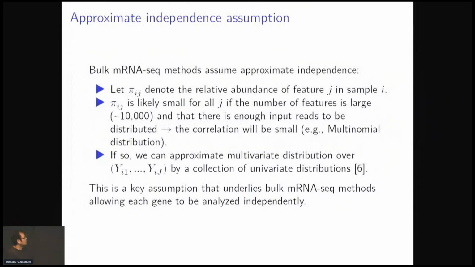So one of the key assumptions of the bulk mRNA-seq methods is the approximate independence assumption. Basically, when you have a large number of features, in this case genes, and you have large enough input reads to be distributed to these features relatively evenly, then the correlation across these features will be small. In that case, you can sort of ignore them and, instead of doing multivariate analysis, you can actually look at them each independently. So this is a key assumption that underlies bulk mRNA-seq methods.